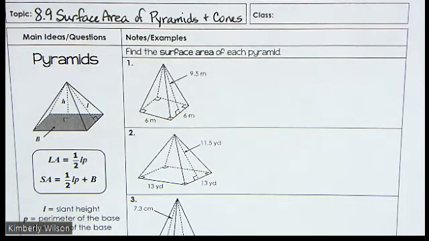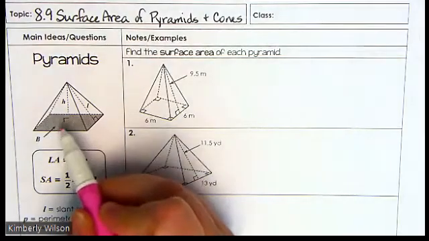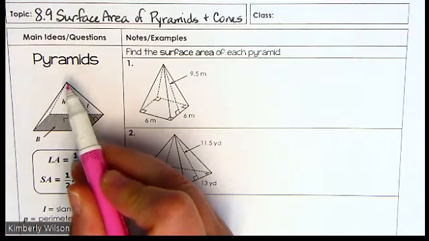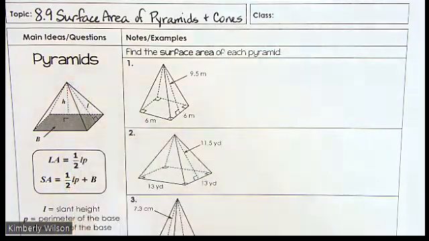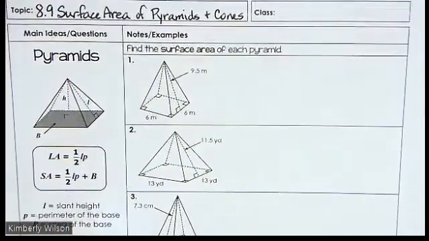Guys, today we're going to do 8.9, which is the surface area of pyramids and cones. And the thing to remember when it's pyramids and cones is that the base shape is always opposite the point. Okay, so let's talk about some vocabulary real quick first.